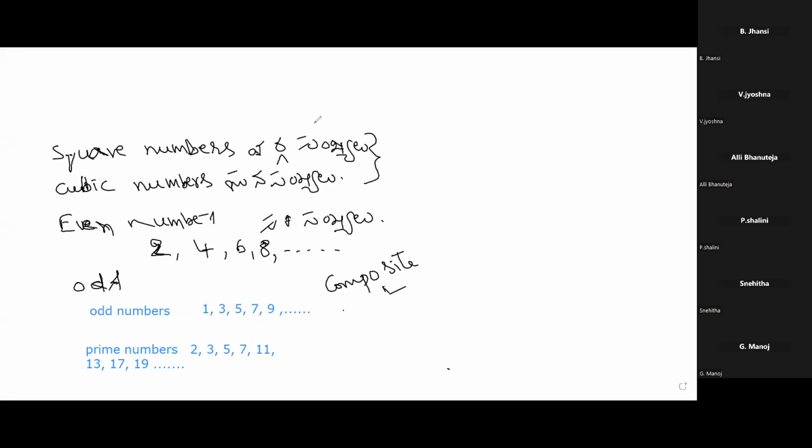49 is not a prime number. Some of you are typing 49. 49 can be written like 7 into 7. So you have some other factor, so it is not a prime number. Remember. Okay.